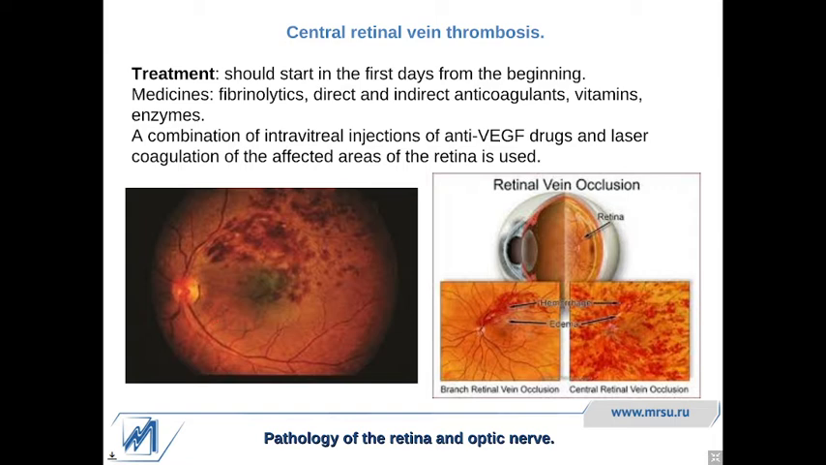Treatment of vein thrombosis should start in the first days, not first hours, but first days from the beginning. We use several medicines: fibrinolytics, direct and indirect anticoagulants, vitamins, and enzymes. Combinations of intravitreal injection of anti-VEGF drugs and laser coagulation of the affected area of the retina are used. Here you see the retinal vein thrombosis of only one branch of the central vein. In treatment, we use mostly in the acute period fibrinolytics and anticoagulants, and a little bit later we can use intravitreal injection of anti-VEGF drugs and laser coagulation of the affected area.